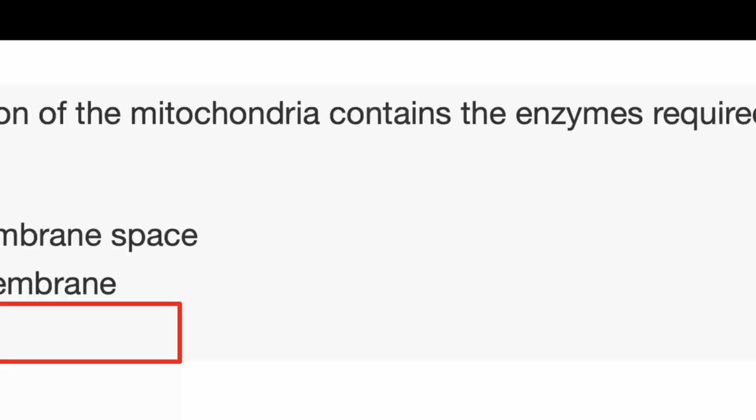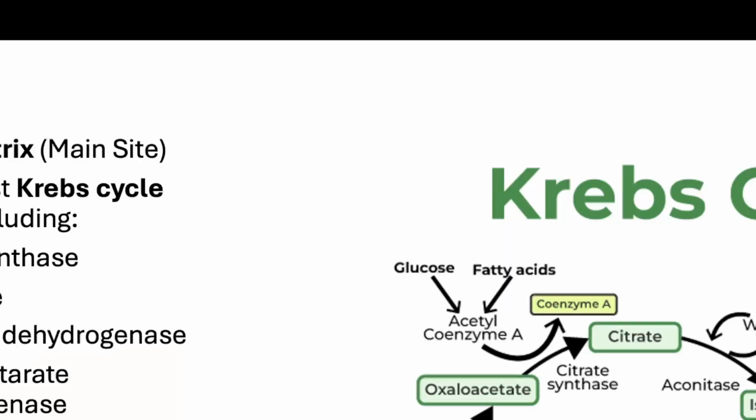Krebs cycle, which is also known as TCA cycle or tricarboxylic acid cycle. So let us have a brief overview of the TCA cycle. Why is mitochondrial matrix the main site? Because it includes most of the enzymes like citrate synthase, aconitase, isocitrate dehydrogenase, alpha ketoglutarate dehydrogenase, succinyl CoA synthetase, fumarase, and malate dehydrogenase. Right?